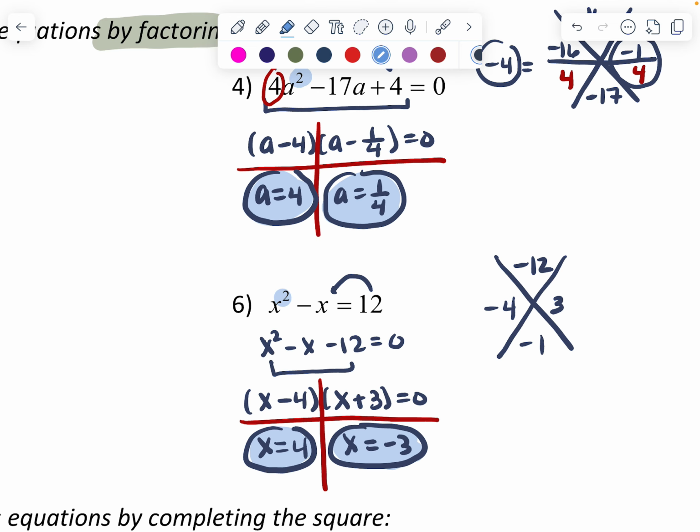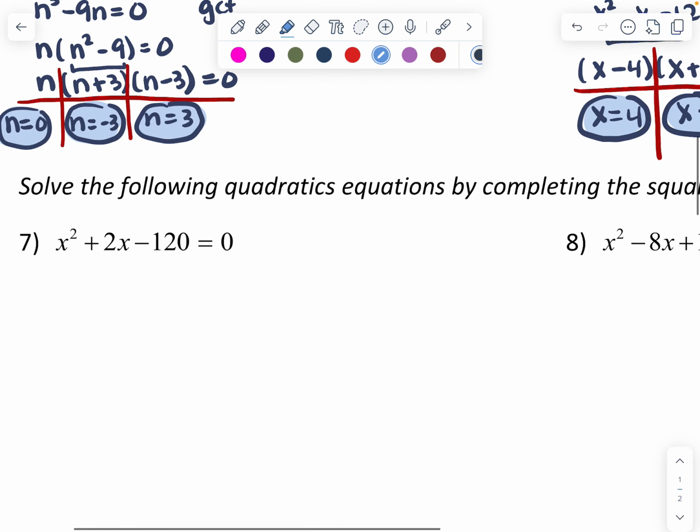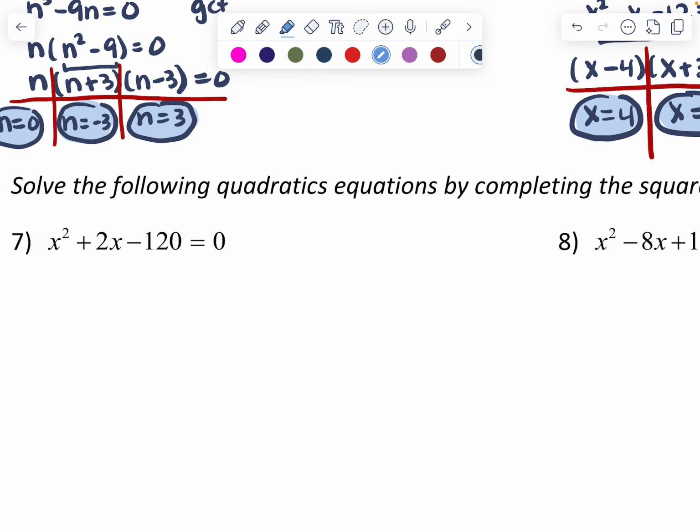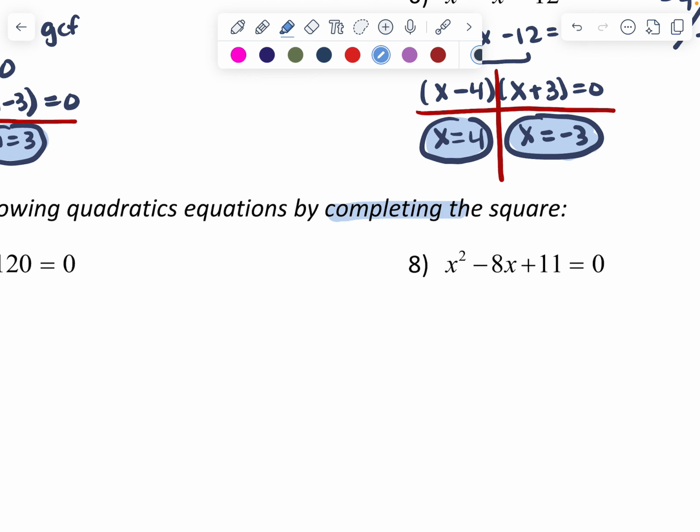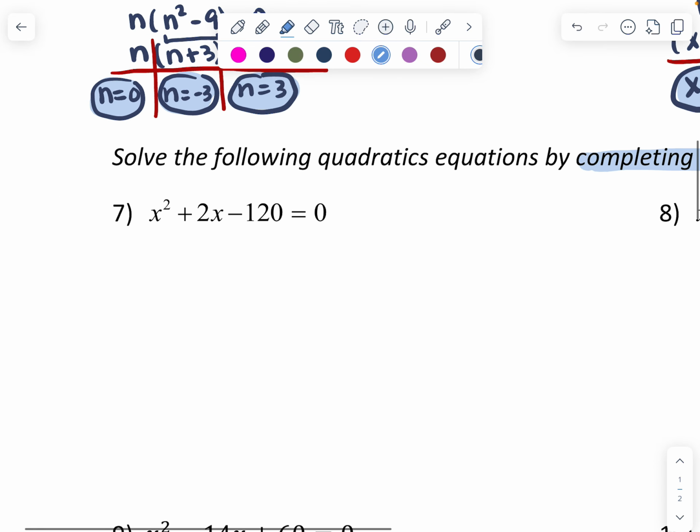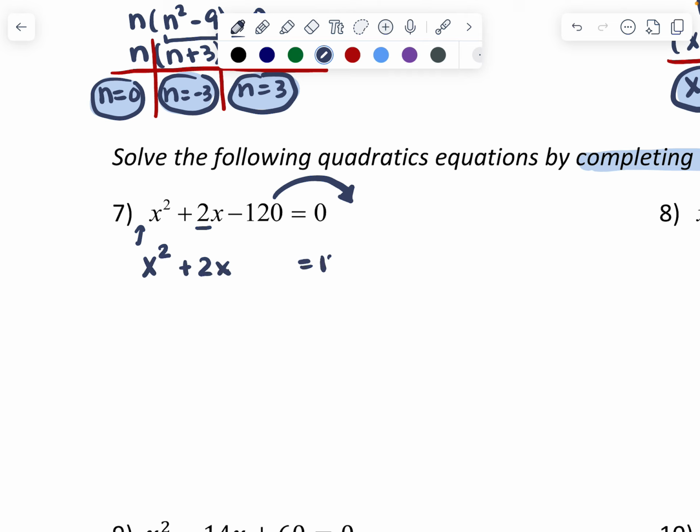All right, number 7. Now, again, read the instructions. It says solve the quadratics by completing the square, okay? So completing the square, what do we do? We need to make sure that the leading coefficient is a 1. So look, the number in front of this x squared is a 1. I'm good to go, okay? And the middle number is even, so this should not be so bad. So step number 1 is to move the 120 over. So I'm going to have x squared plus 2x equals 120.